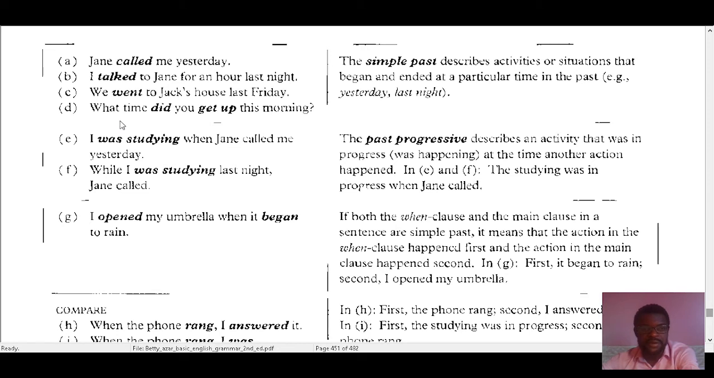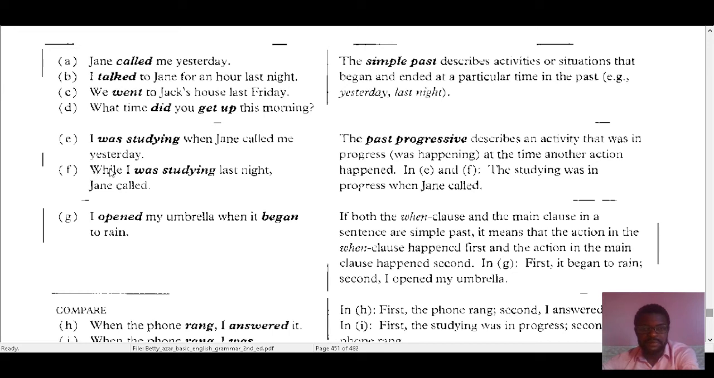In C and F, and this one: while I was studying last night, Jane called. They say the studying was in progress when Jane called. See, while I was studying, then Jane called. The studying was in progress before another verb happened. The first verb was going on, then another verb, which is calling, happened.